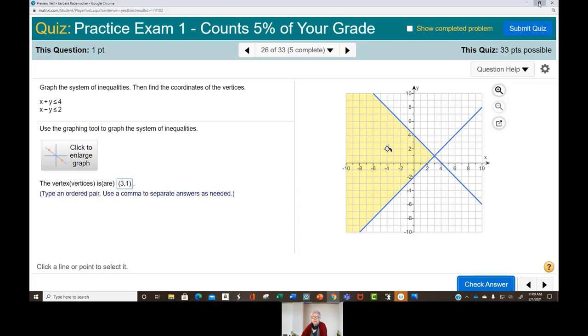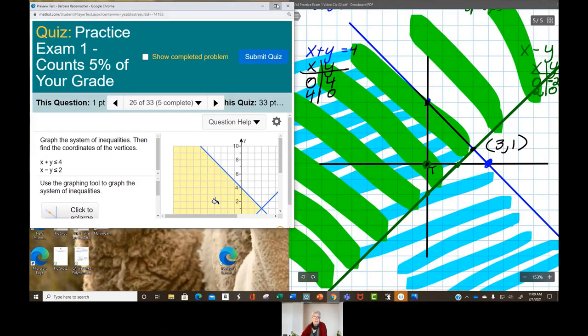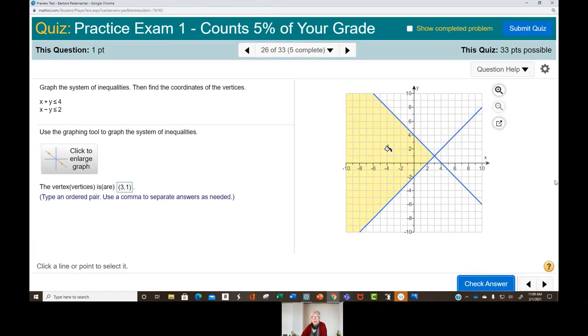It's a much more difficult procedure if you actually do everything on here. So I find it so much easier just to do it on paper and then transfer that information over here.